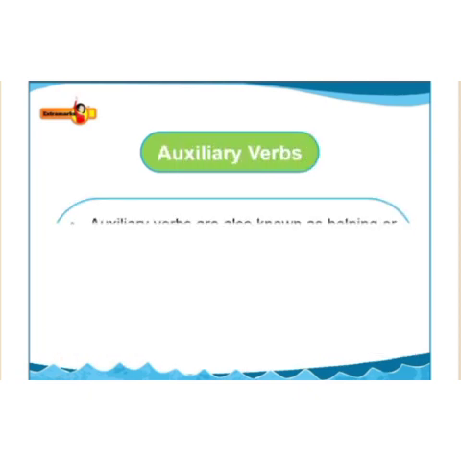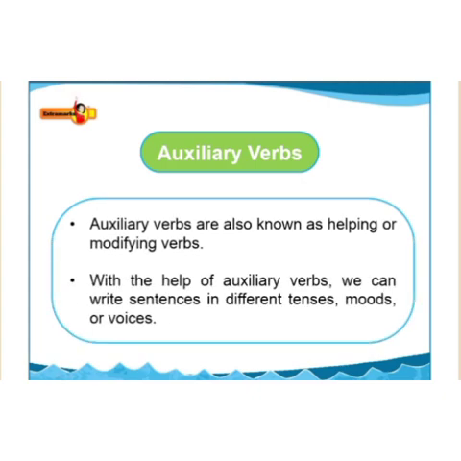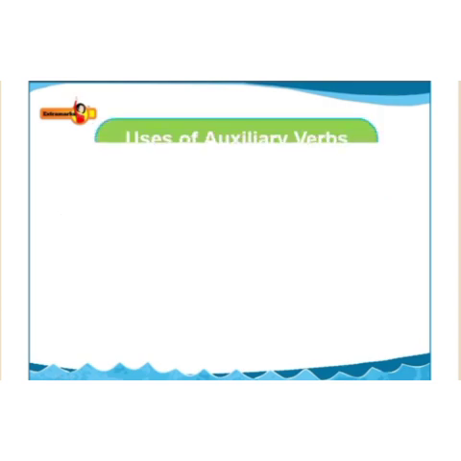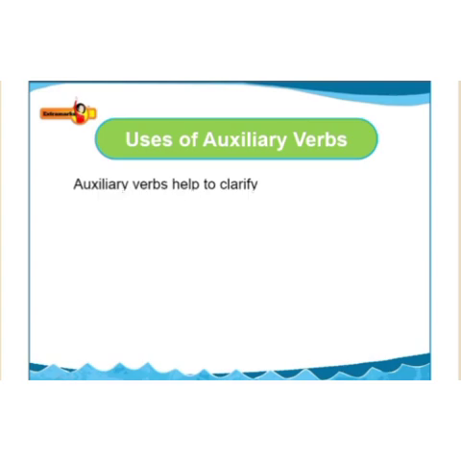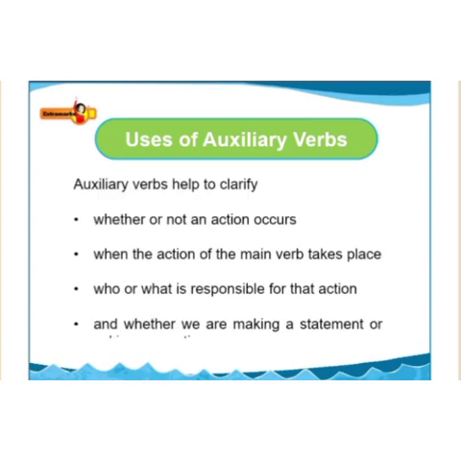Auxiliary verbs are also known as helping or modifying verbs. With the help of auxiliary verbs, we can write sentences in different tenses, moods, or voices. Uses of auxiliary verbs. Auxiliary verbs help to clarify whether or not an action occurs when the action of the main verb takes place, who or what is responsible for that action, and whether we are making a statement or asking a question.